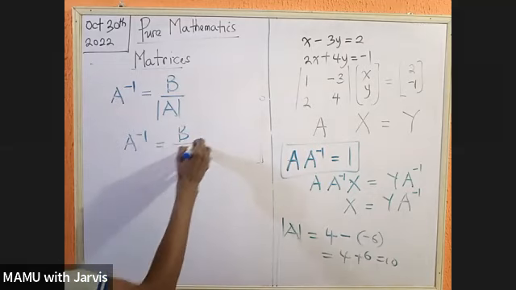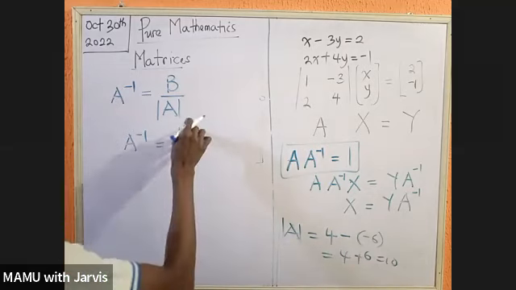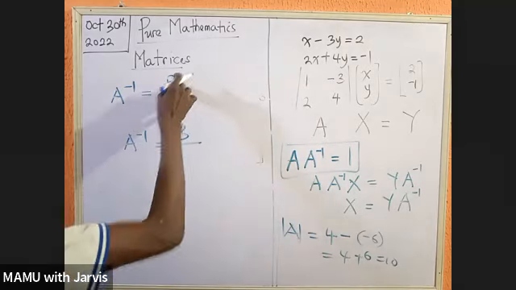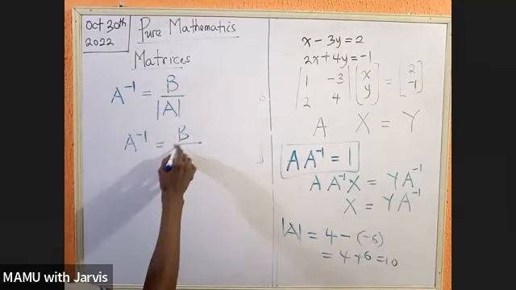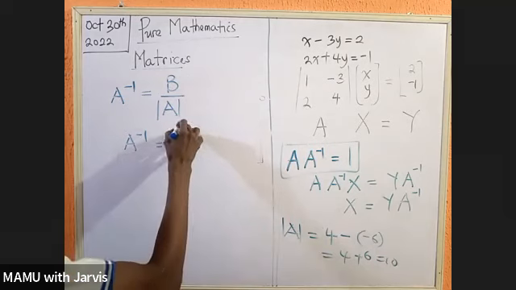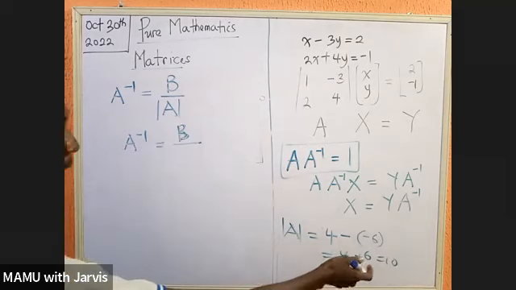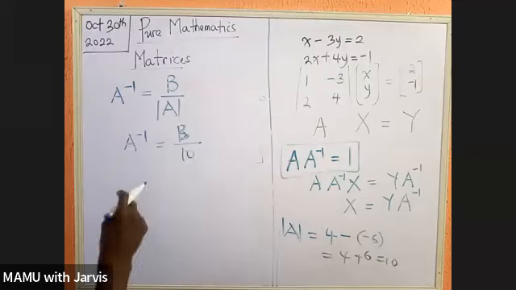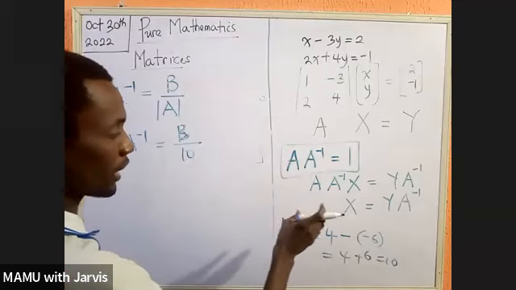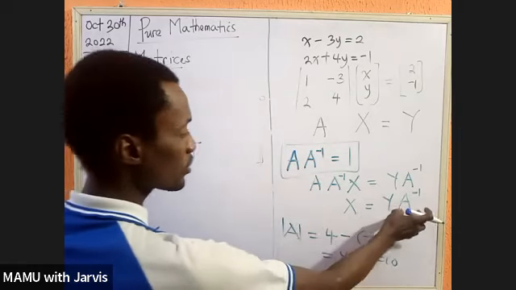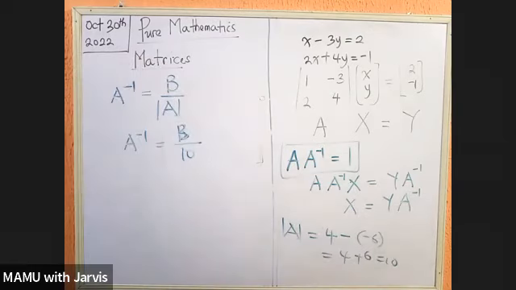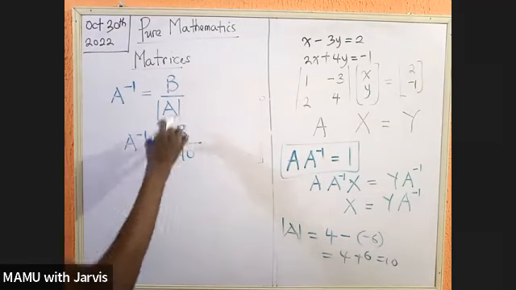whatever this value I'm going to get over 10. This is actually called the adjunct. The adjunct over 10. Now, what we need to do is to get this one now. How do we get that? This will now be equal to, what is this one?